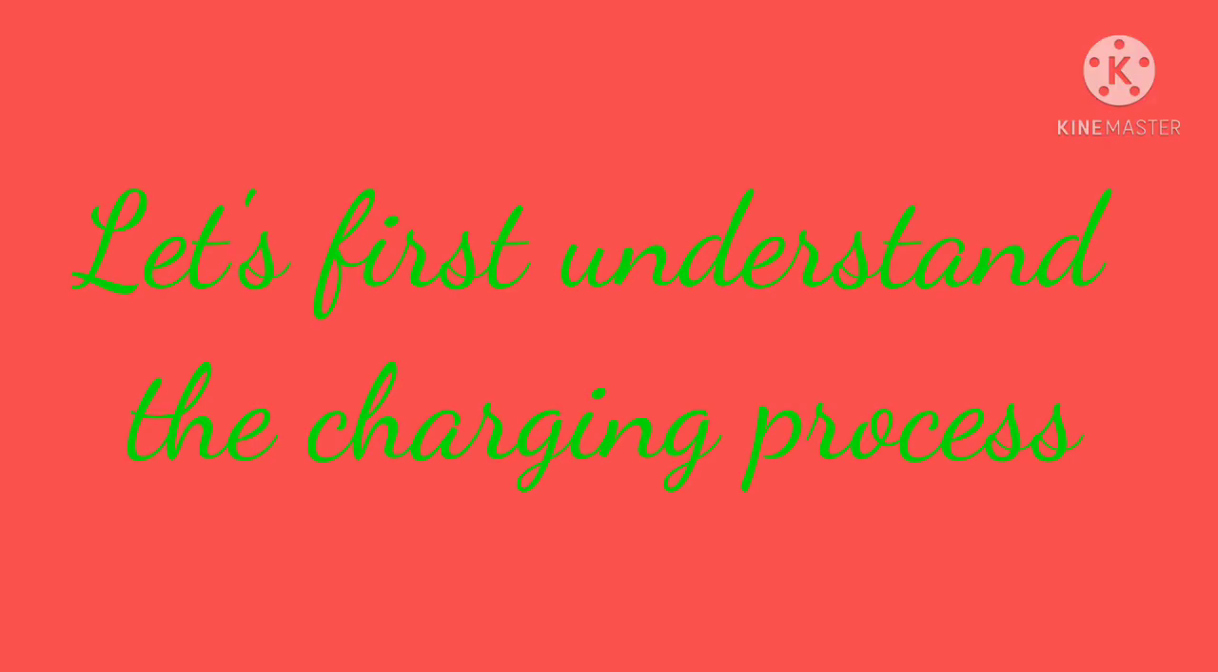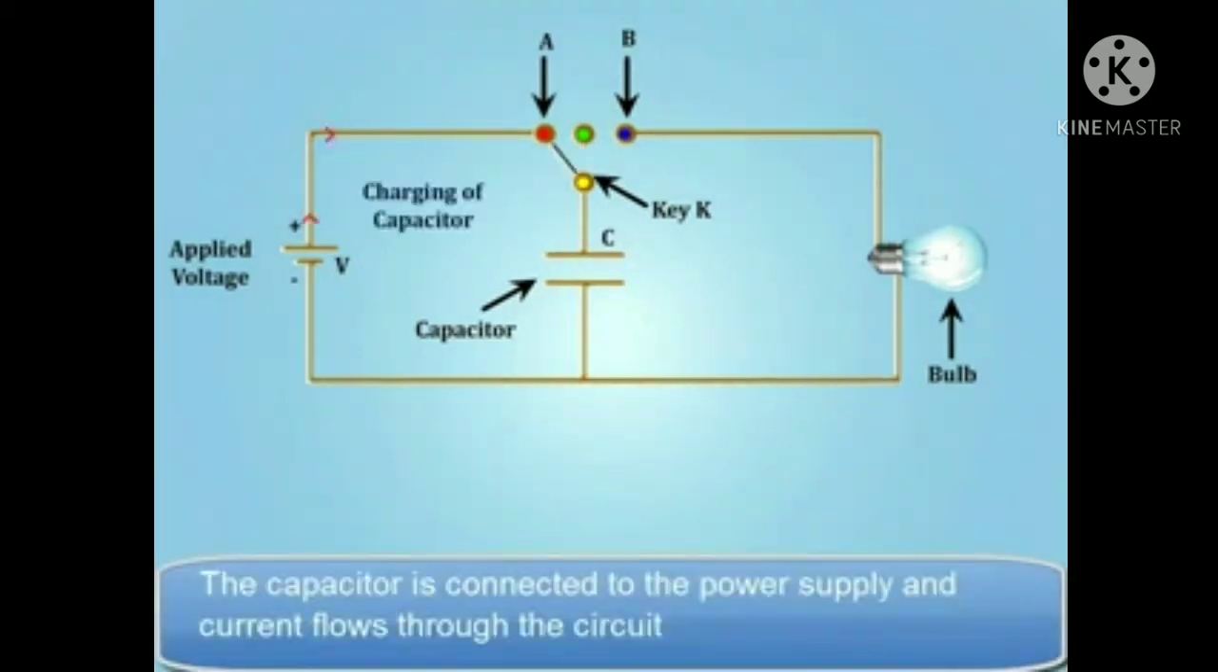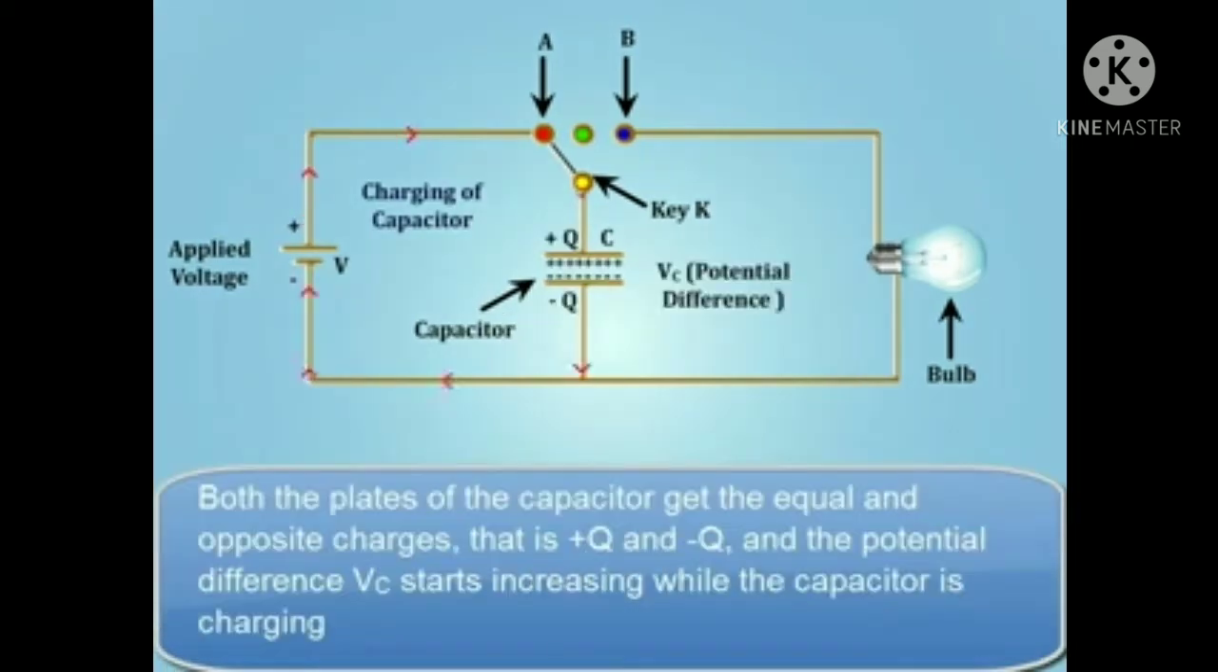Now let us first understand the charging process of a capacitor. When we connect the key K in position A, the capacitor is connected to the power supply and current flows through the circuit. Both the plates of the capacitor get equal and opposite charges, that is plus Q and minus Q, and the potential difference Vc starts increasing while the capacitor is charging.